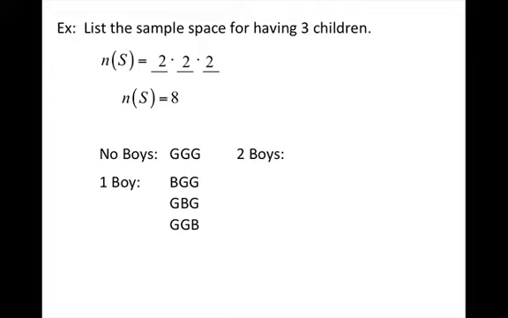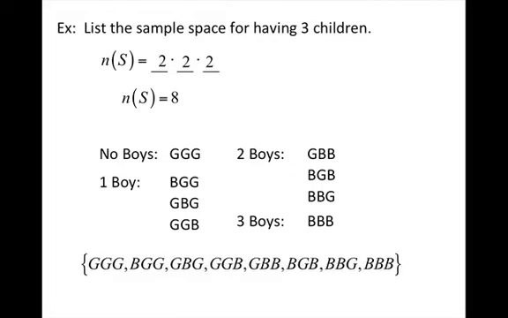Then I could have 2 boys. Well, if I have 2 boys, then that means I have 1 girl. So I could have the girl first, the girl second, and the girl third. And in each of those options, I have the 2 boys. And then finally, I could have all 3 boys. So this gives me my 8 outcomes for my sample space.